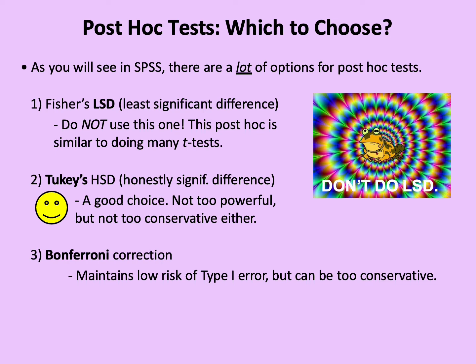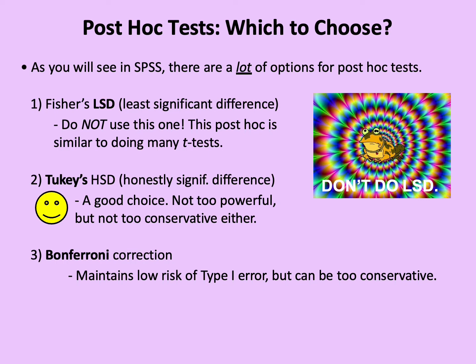So, for example, the Fisher's LSD test doesn't reduce our type 1 error, which is the whole point of doing an ANOVA. So, we don't want to choose that one. Whereas the Bonferroni correction is going to make sure that we don't have that elevated risk of getting a type 1 error, but sometimes it can be a little bit too conservative. So it has kind of the opposite effect of the LSD test, in that it might not detect a difference when there's an actual difference there.